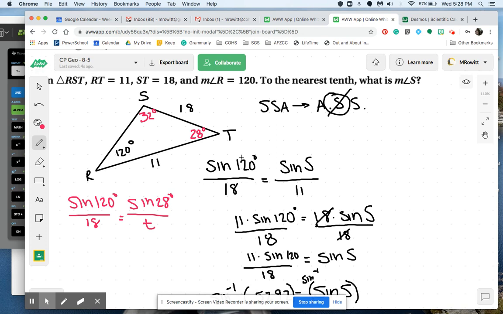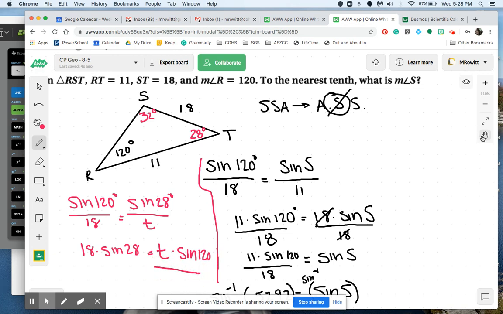So now we have all the angle measures again. I don't have to worry about that whole inverse sine stuff again because I only need to find the sides. Still going to cross multiply. It's almost like that lesson was important. Sine 28 equals t times the sine of 120. I want to solve for t.